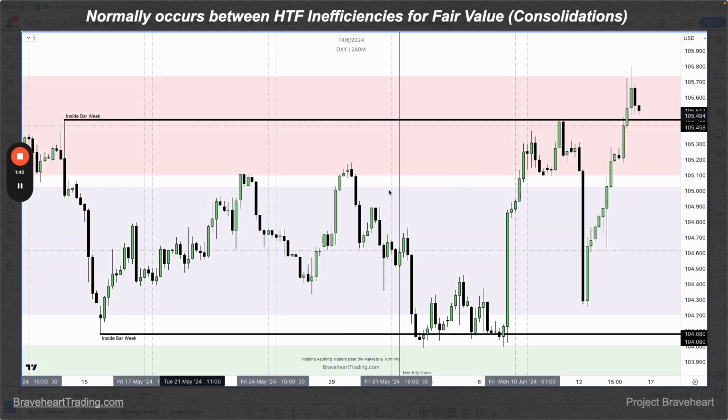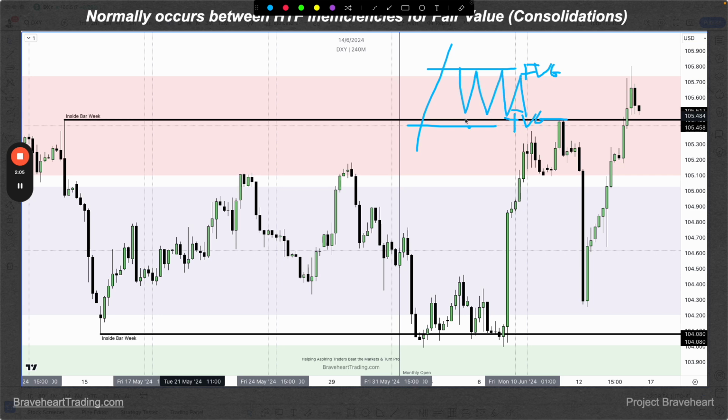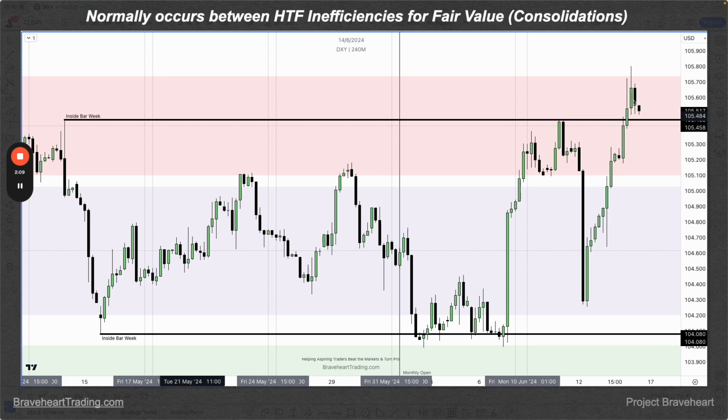And this normally occurs between higher time frame inefficiencies for fair value. Okay, so when price doesn't want to trend, it will just trade between two. Let's say this is a price range. This will be a fair value gap here, and this will be a fair value gap here. It will just bounce in between like this for fair value, because a fair value gap is an area of fair value.